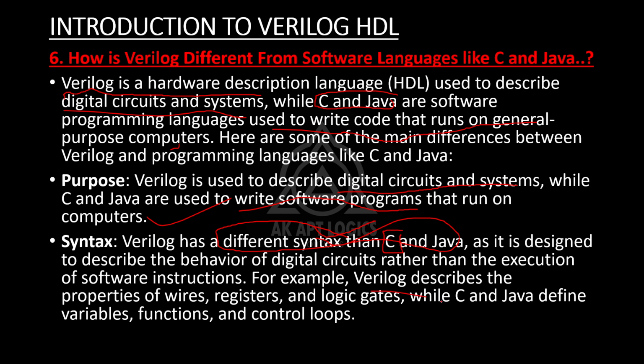For example, Verilog describes the properties of wires, edges, and logic gates, while C and Java define variables, functions, and control loops. Okay, so Verilog has timing delays, whereas in C and Java we don't specify any timing delays. In Verilog the timing is most important, while in C and Java there is not that much importance for the timing. Okay.